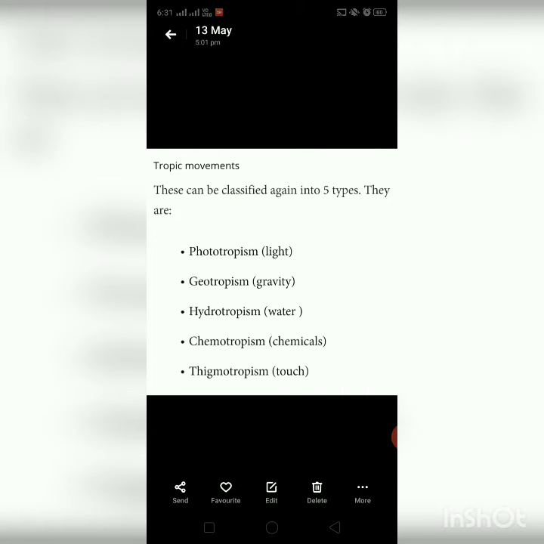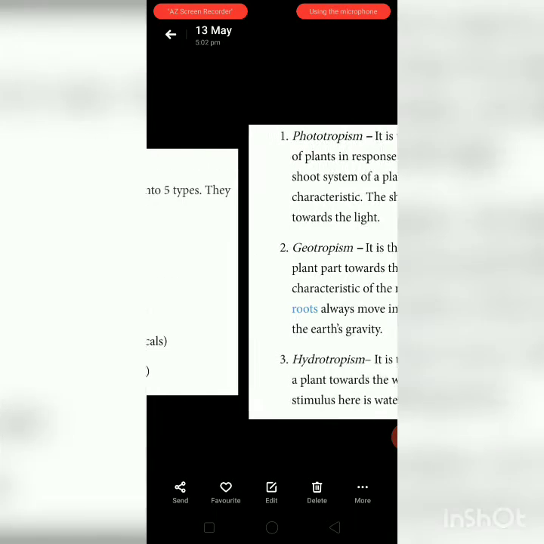Tropic movements can be classified again into 5 types. They are phototropism, geotropism, hydrotropism, chemotropism, and thigmotropism.